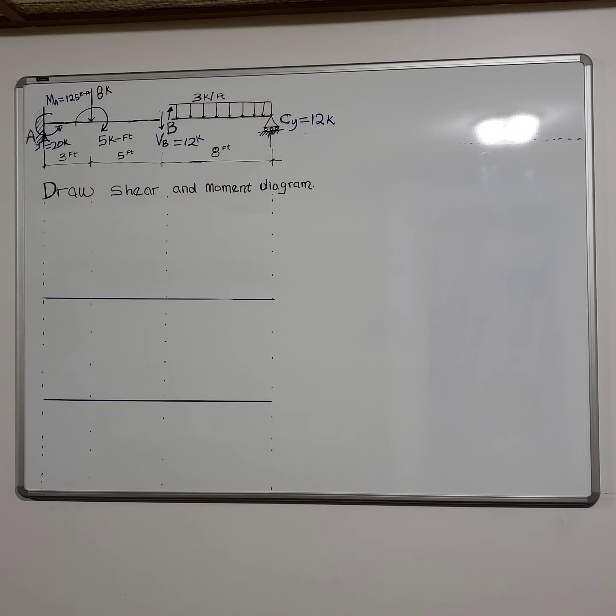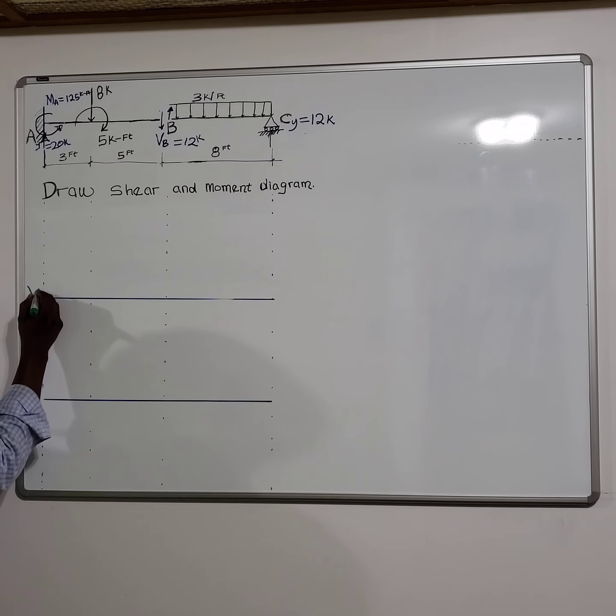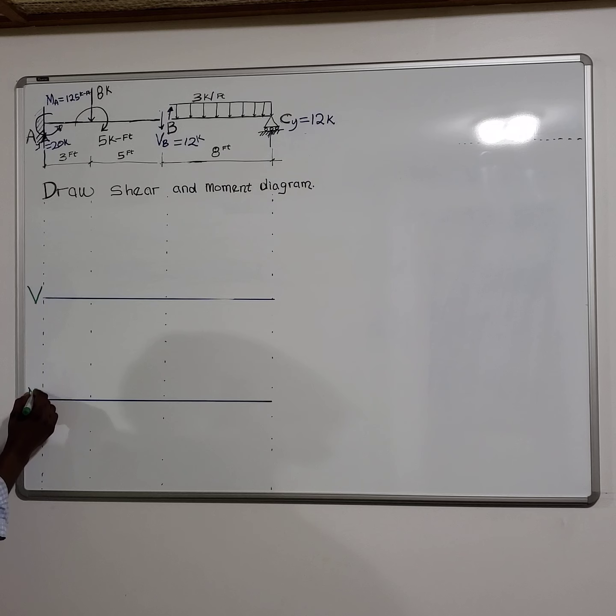Hello, welcome back. In the first part of this problem, we solved for the reactions, and here we have them at the fixed support. We have the moment 125 kip-foot. We have the force AY as 20 kips, and then the internal shear at point B due to the hinge support is 12 kips, and at support C, CY is 12 kips. So we have all the values we need to be able to draw our moment and shear diagram.